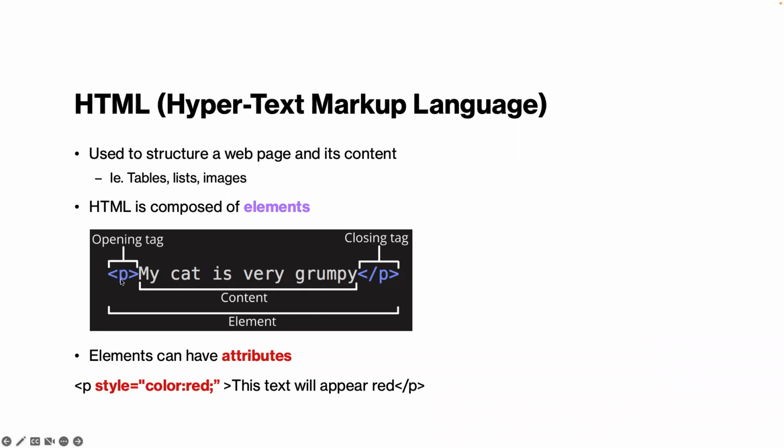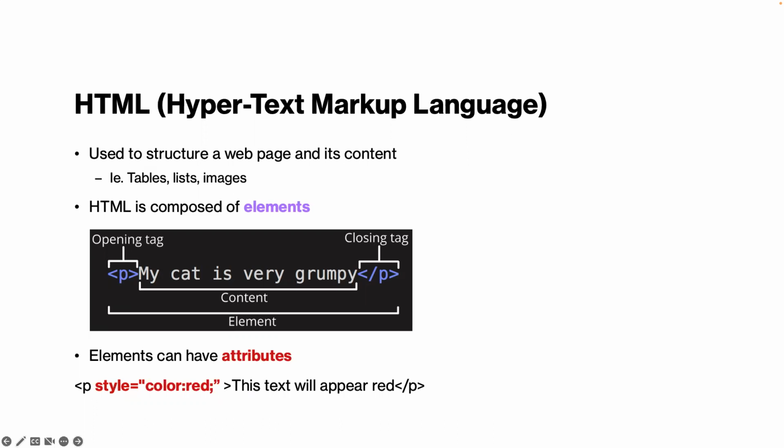So in this picture, you see an element which just displays text. We call it a p tag. It's composed of these opening and closing tags and then the content in the middle. Together, it's an element. They can also have attributes. In this example, I used the style attribute, but there could be a lot of other things.